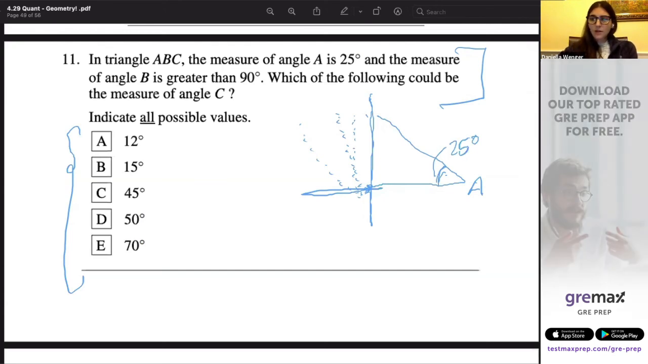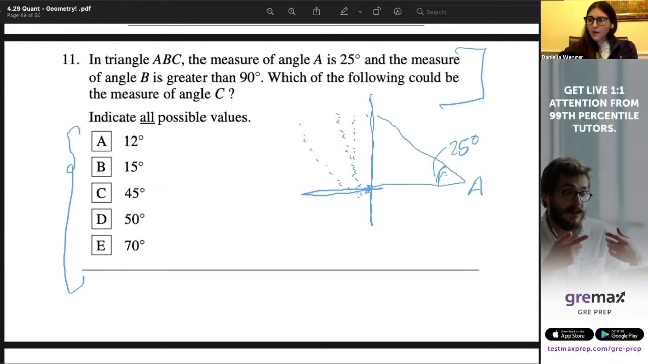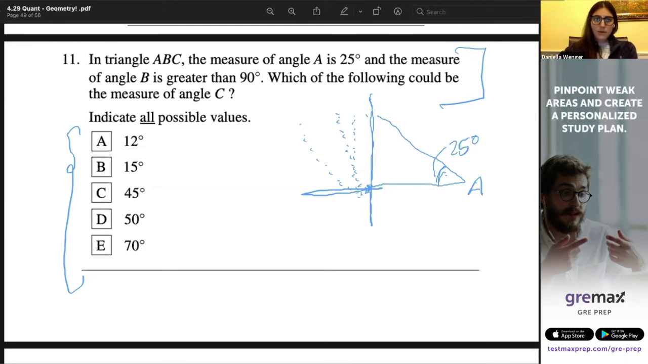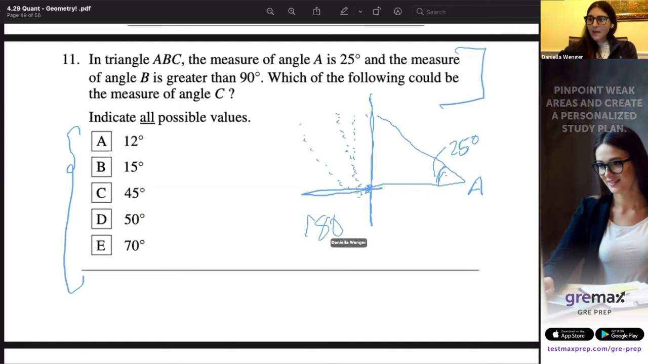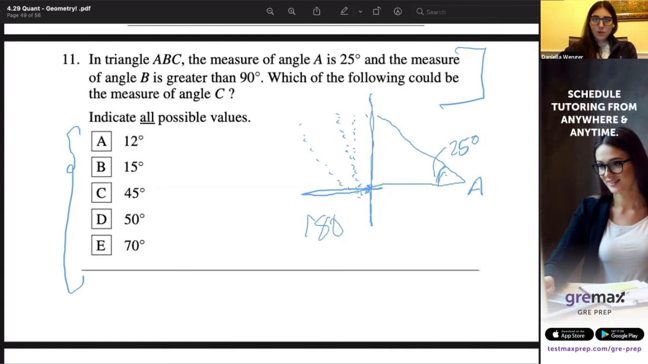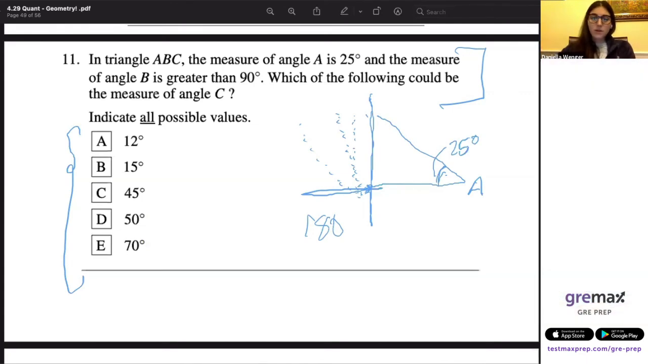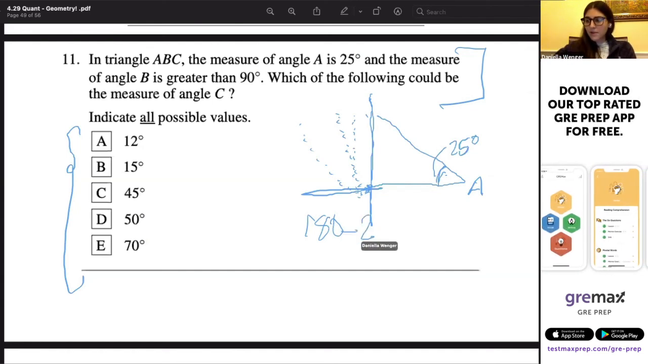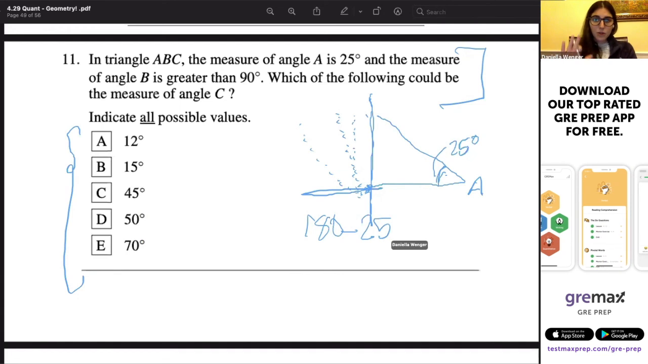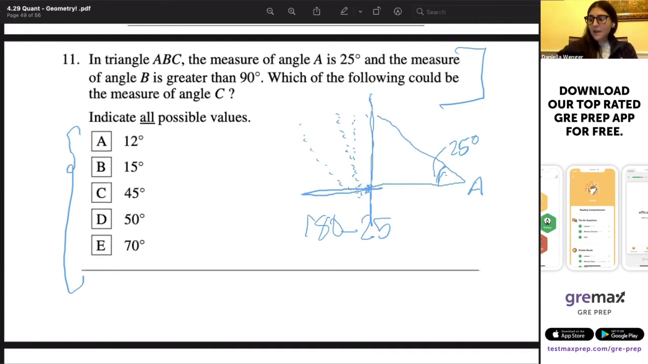Okay, so we have 180. Let's see what we have here. We know that the total number of degrees in a triangle is 180. Now we're going to take away the degrees that we know are already going to be taken during this triangle to create this triangle. So we know we already have an angle that is equal to 25, so we're going to take that away from the total amount of degrees.